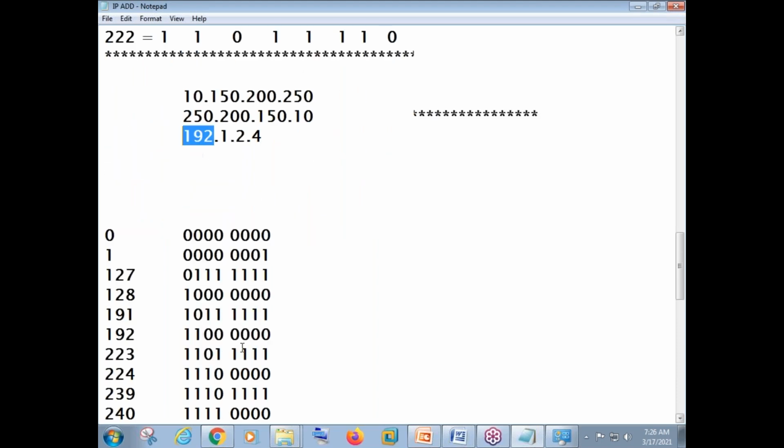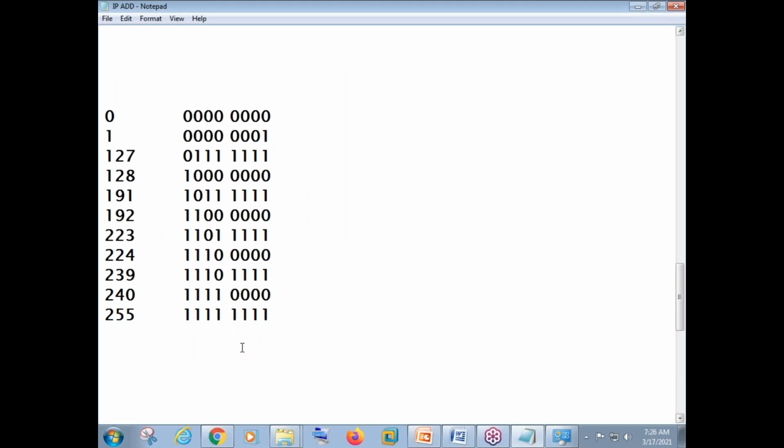Okay, there is one thing we need to remember carefully. The first octet is the reason for designing all these classes. But within the first octet, how they have selected the numbers, on what basis they have selected the numbers, let us see.